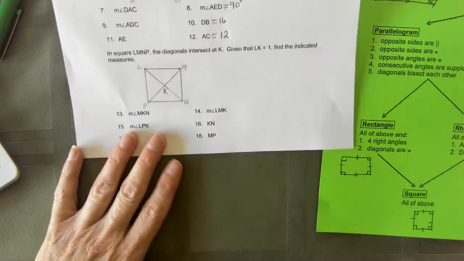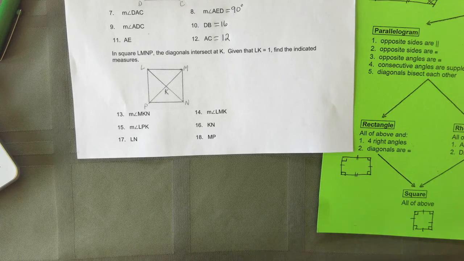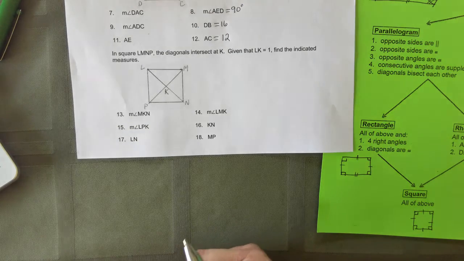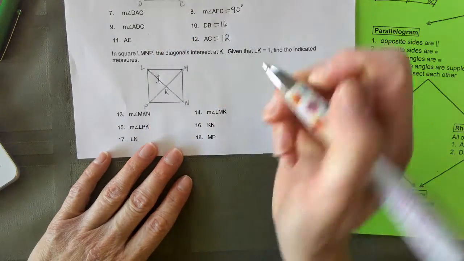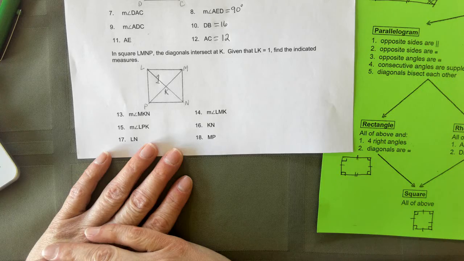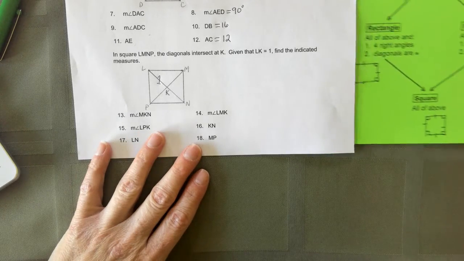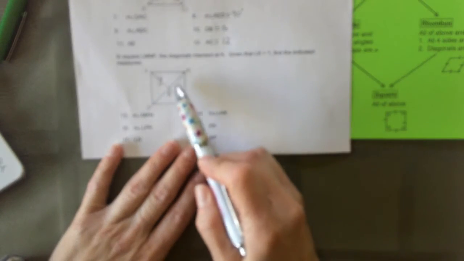Next, let's take a look at the square. In our square down here on the bottom, we have diagonals intersecting at point K. We are given that the length LK is 1. Find the indicated measures. So we need to know the measure of angle LMK. L to M to K.